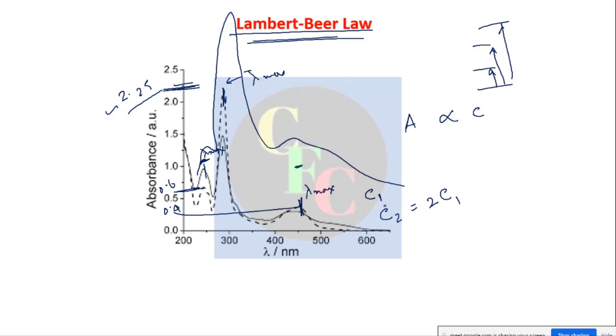Now see, if you increase the concentration, it will look somewhere like this. Suppose the window of observation is such that if you want to see this highest intense peak, then this will look very small, right? Isn't it?